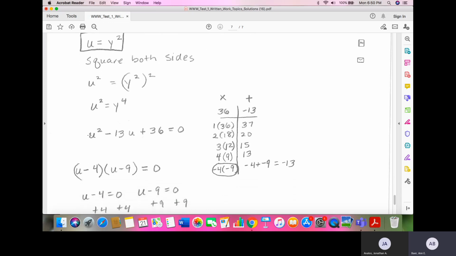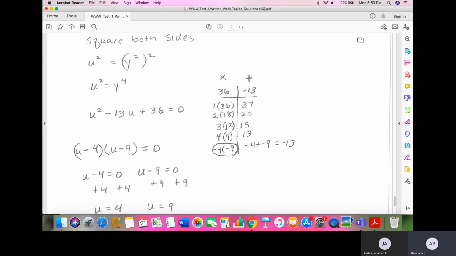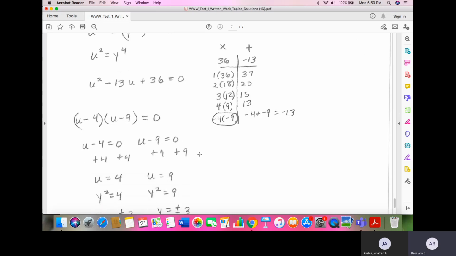So now we're looking for two numbers that multiply to give us 1 times 36 that add to give us negative 13. And they would be negative 4 and negative 9. That is positive 36. When we add those together, we do get negative 13. So that's what we want to use.